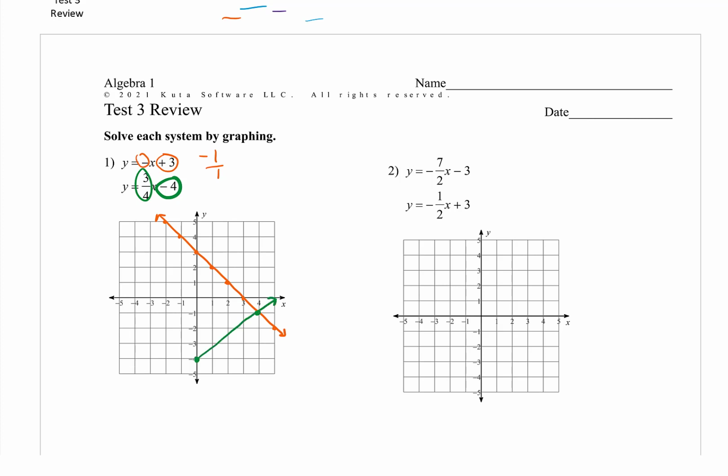So we start at -4 for the other one, up 3, right 4. We can see this point right here, (4, -1), is where they intersect, so that's our answer.